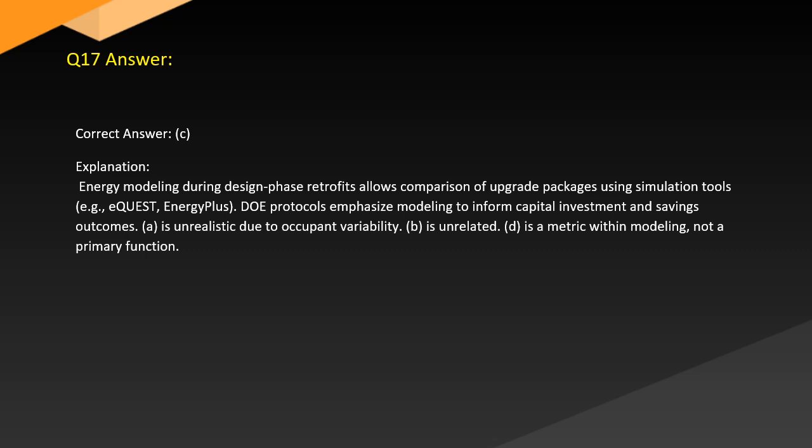Answer. Correct answer: C. Explanation. Energy modeling during design phase retrofit allows comparison of upgrade packages using simulation tools, e.g. eQUEST, EnergyPlus. DOE protocols emphasize modeling to inform capital investment and savings outcomes. A. Is unrealistic due to occupant variability. B. Is unrelated. D. Is a metric within modeling, not a primary function.